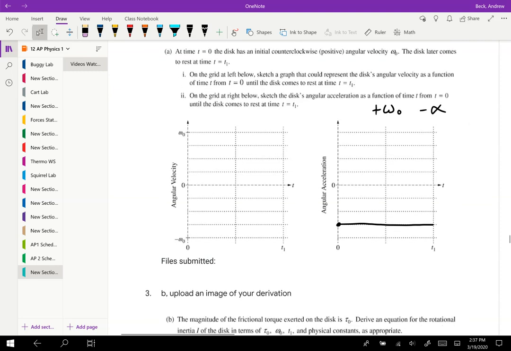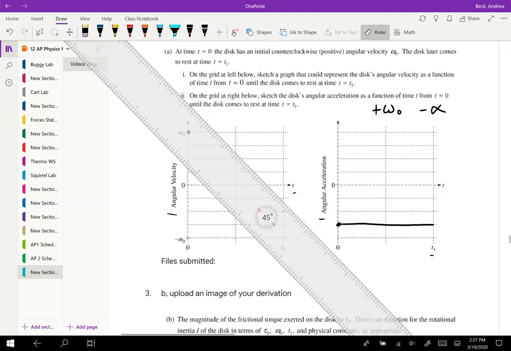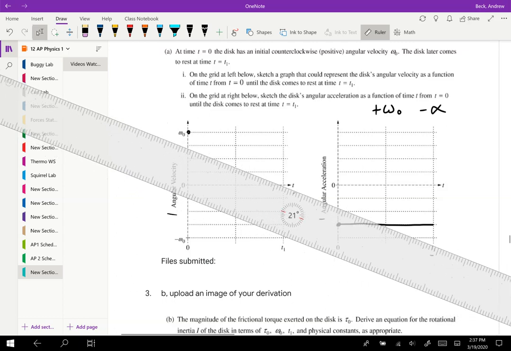And then what we know is, when we're going from acceleration to velocity, the slope of our velocity versus time graph is just going to be the same as the value of our angular acceleration. So this has a constant negative value, which means our slope is going to have a constant negative value. That's supposed to be a line, so let me do a better job with that using all my tools.